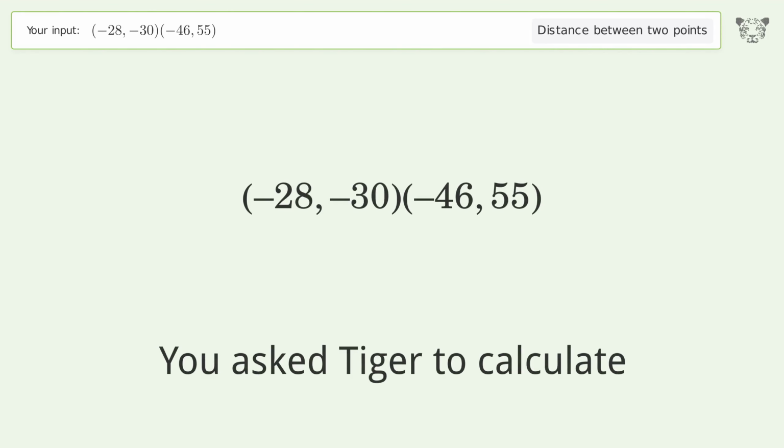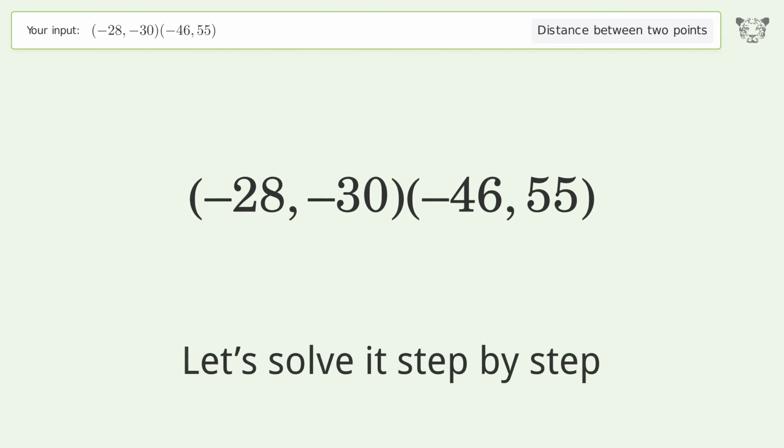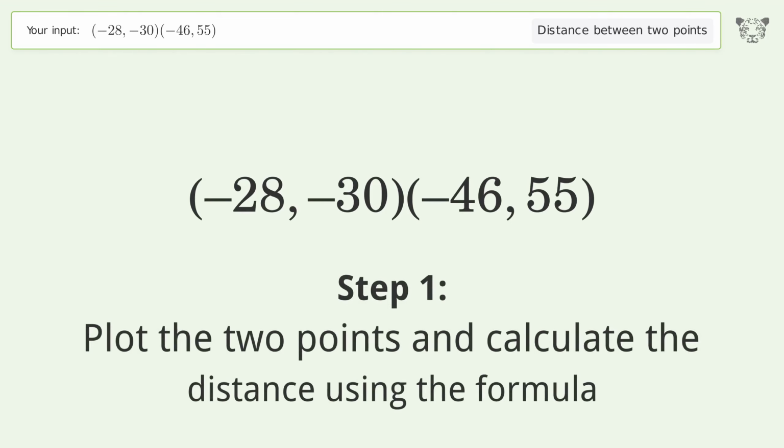You ask Tiger to calculate. This deals with the distance between 2 points. The distance between the 2 points is the square root of 7,549, or 86.885. Let's solve it step by step. Plot the 2 points and calculate the distance using the formula.